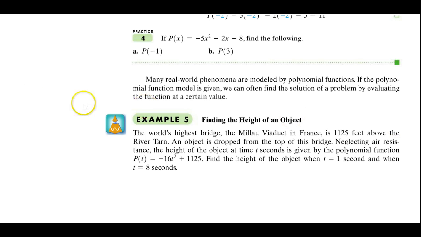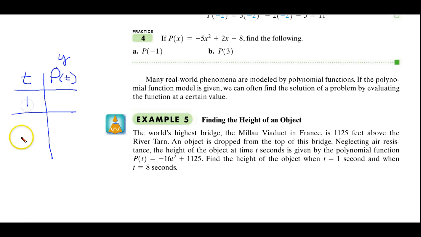For this, again, I would suggest a t-chart to help organize your data. We're going to put a t here, and this is p of t, but it's sort of like a y. We want 1 second and we want 8 seconds. And we're going to substitute the t right there.